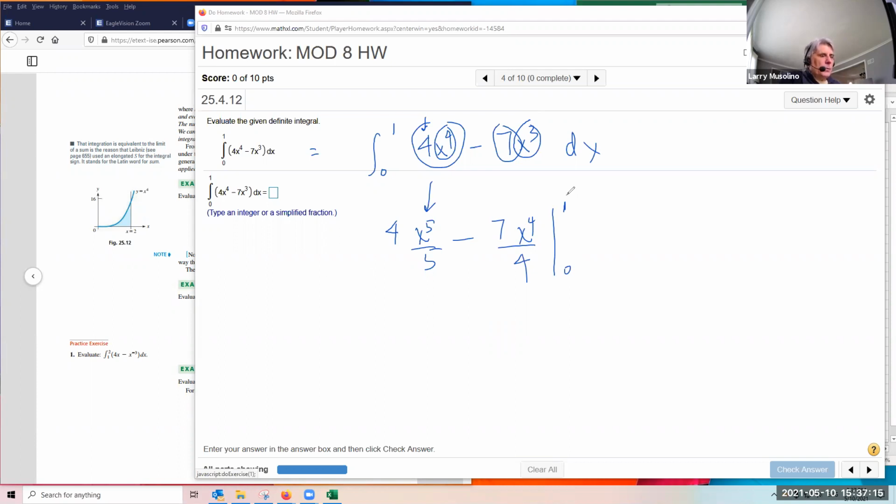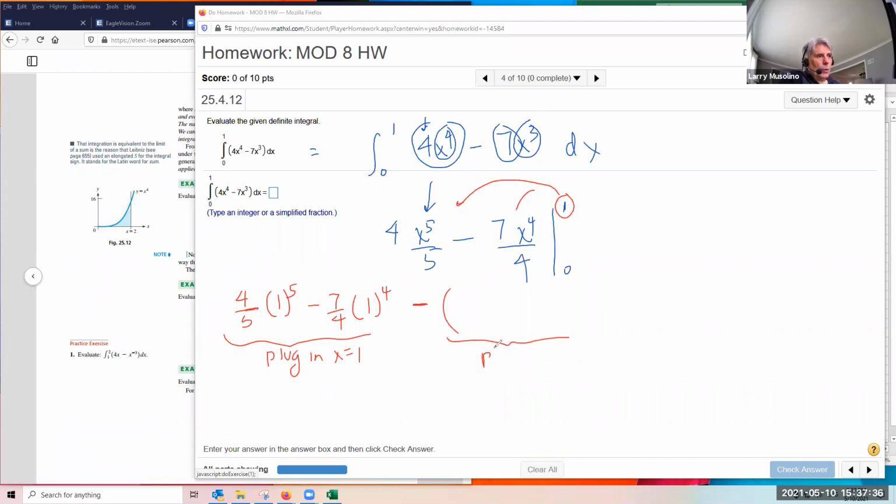I'm going to plug in the upper bound first. I'm going to plug in 1 into this expression. So this is going to be 4/5 times 1 to the 5th minus 7/4 times 1 to the 4th. Right here, I'm plugging in x equals 1. That's the upper bound. Then you subtract when you plug in the lower bound of 0. So this is going to be 4/5 times 0 to the 5th minus 7/4 times 0 to the 4th. But again, this back parenthesis is just 0.